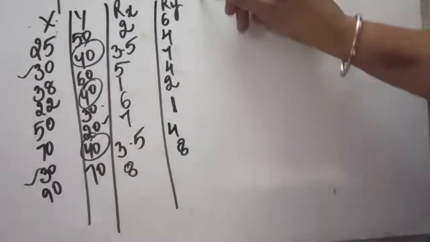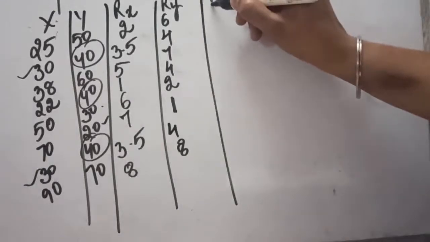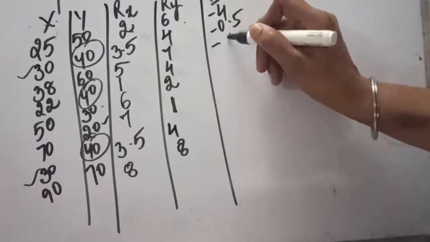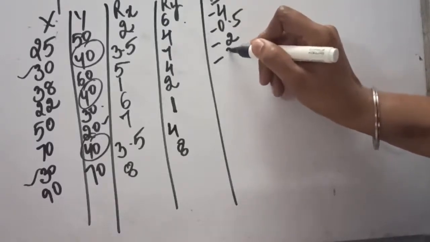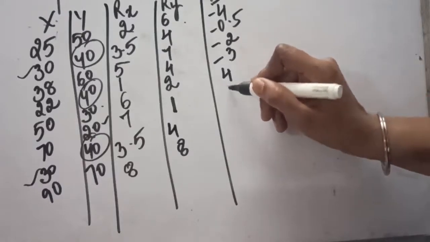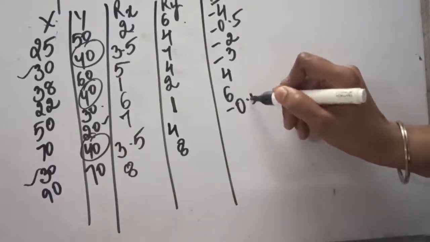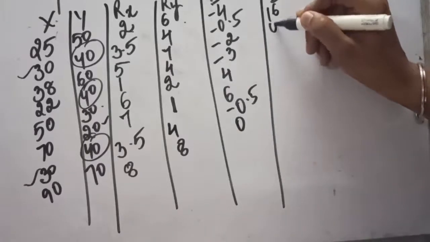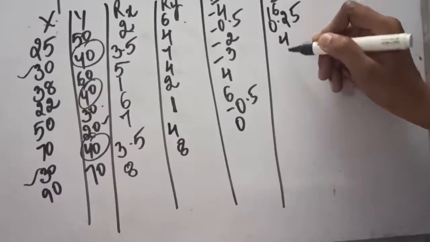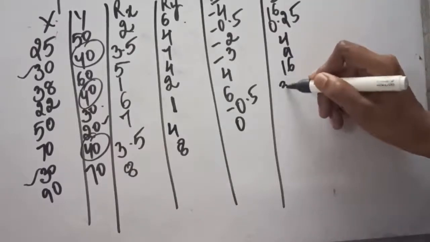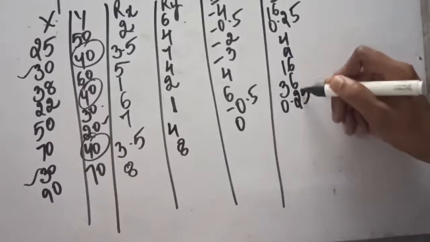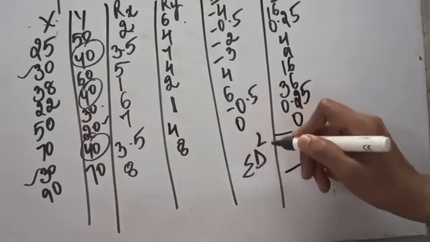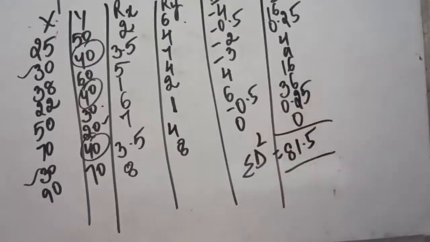Now we will move on with the same procedure. D will stand for the difference between these two ranks. So minus 4, minus 0.5, minus 2, minus 3, 4, 6, minus 0.5 and 0. Then we will take D square: 16, 0.25, 4, 9, 16, 36, 0.25 and 0. And finally we will add it, sigma D square. Adding, you will be getting 81.5.